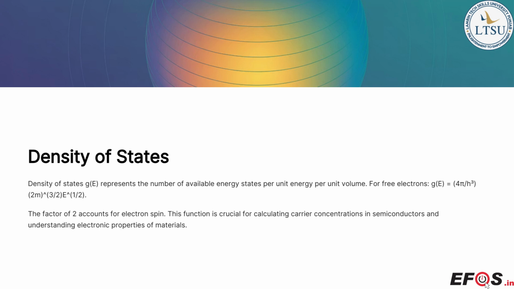semiconductors. The density of states, g(E), is a mathematical function that quantifies the number of available energy states per unit energy per unit volume that electrons can occupy. The formula for free electrons is shown on the slide, where the factor of 2 explicitly accounts for electron spin. This function is absolutely crucial because we use it, along with the Fermi-Dirac function, to calculate the carrier concentrations in semiconductors, the number of free electrons and holes, which fundamentally determines a material's electronic properties.